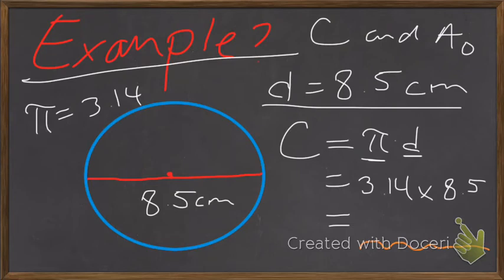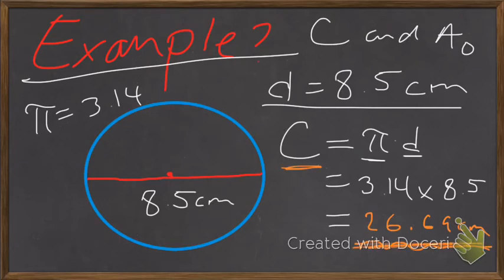Now I'm going to guess it's somewhere around 30, maybe just a bit less than that. It's 26.69 centimeters. And this we can round, right? No, we should keep it as is. 26.69. It's more exact that way. So our circumference is equal to 26.69.